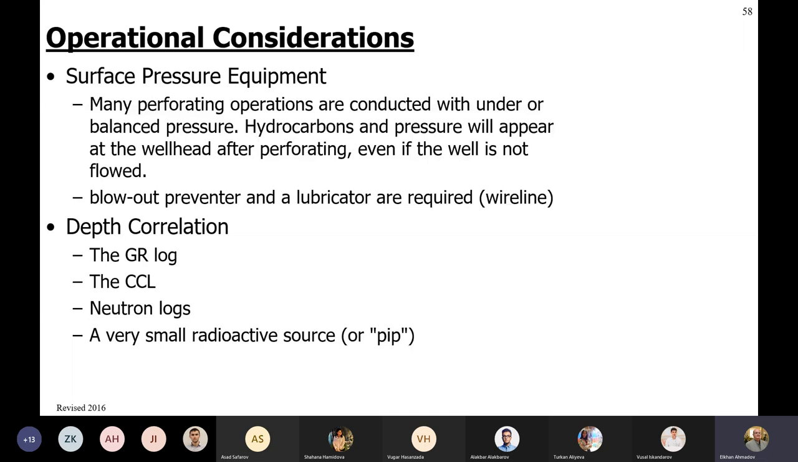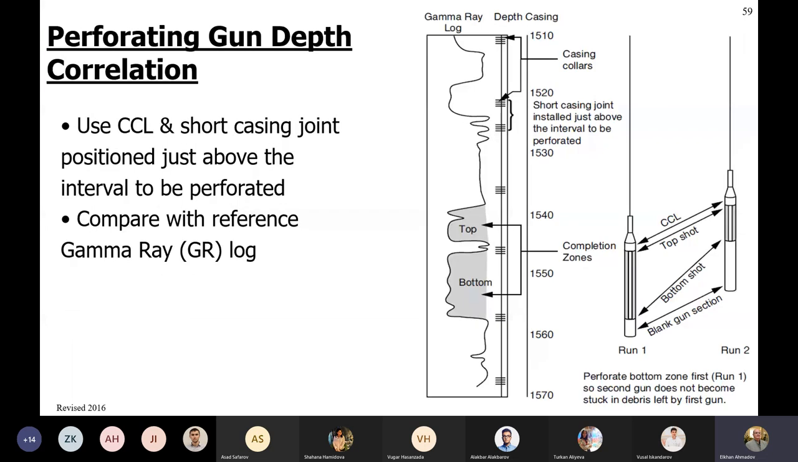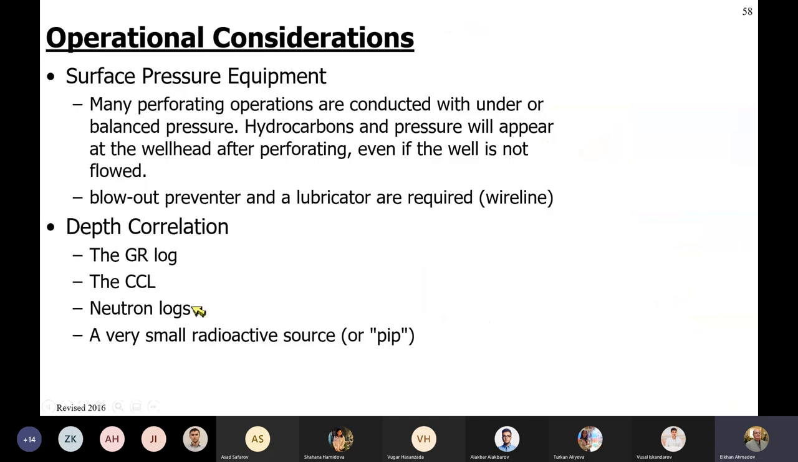And this GR log is matched with the GR log that we run with the perforator tool, the perforating gun. And also we use CCL, or casing collar log, which logs the casing collars.